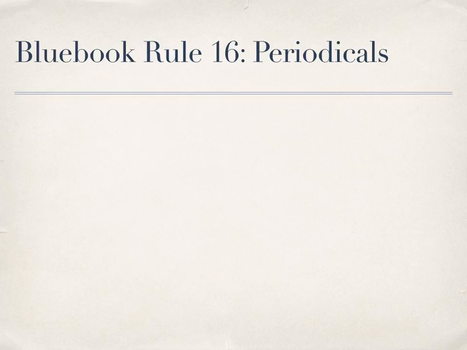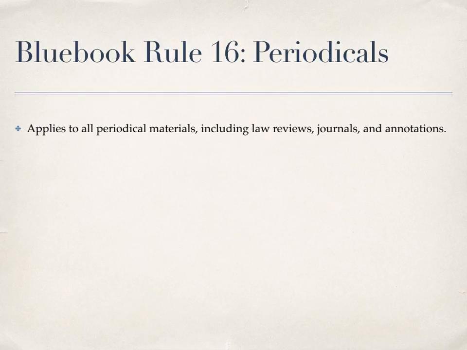Let's turn to Blue Book Rule 16, dealing with periodicals. This rule applies to all periodical materials, including law reviews, journals, newspaper articles, opinions, and annotations. The basic components are very similar to other sites that you've seen in the past. They're kind of like a hybrid between a book and a case site.